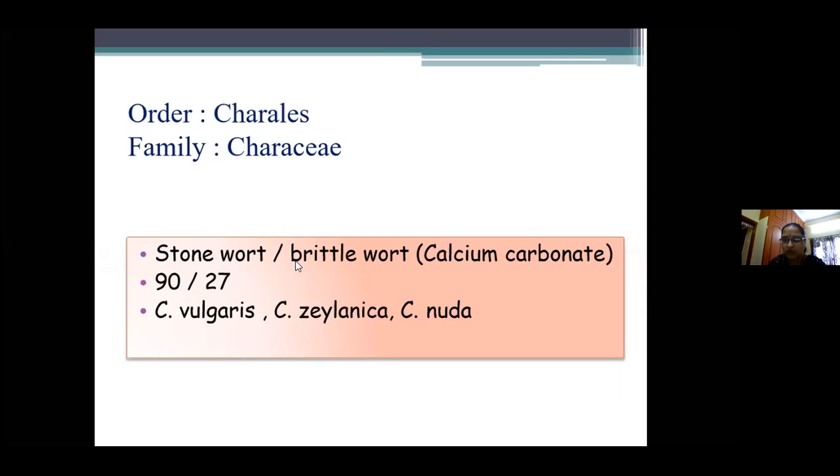by means of branched rhizoids. They are impregnated with calcium carbonate. That's where the name Chara comes from. What is the name? Stone.